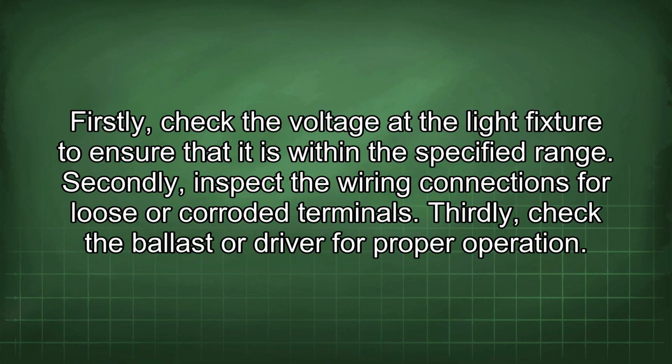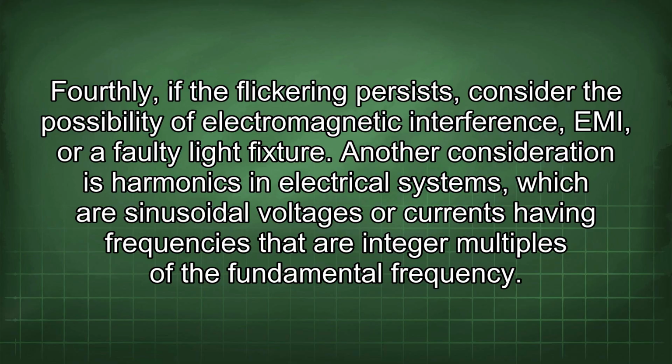Now consider a scenario where a lighting system is flickering. Firstly, check the voltage of the light fixture to ensure that it is within the specified range. Secondly, inspect the wiring connections for loose or corroded terminals. Thirdly, check the ballast or driver for proper operation. Fourthly, if the flickering persists, consider the possibility of electromagnetic interference, EMI, or a faulty light fixture.